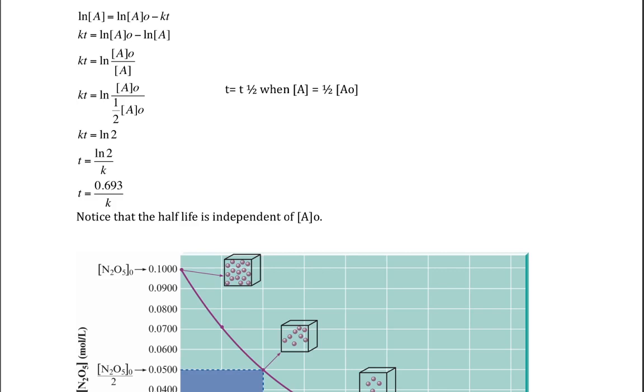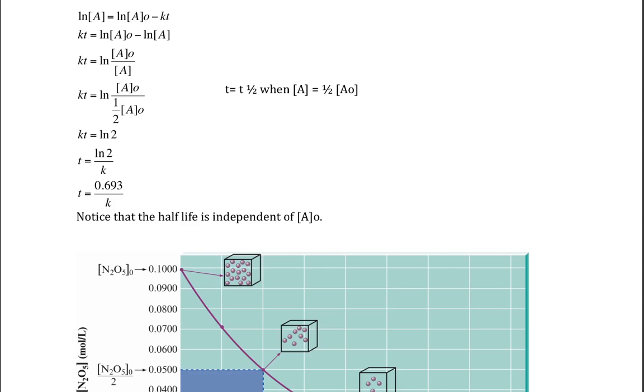Now, the half-life is the time it takes for A to be 1/2 A naught. So for A, I put in 1/2 A naught. So now we have k times the half-life equals ln of A naught over 1/2 A naught. Well, the A naughts cancel out, and we get kt is equal to ln of 2. Solving for the half-life, we have t equals ln of 2 over k.